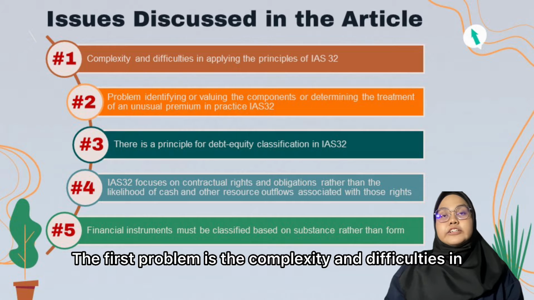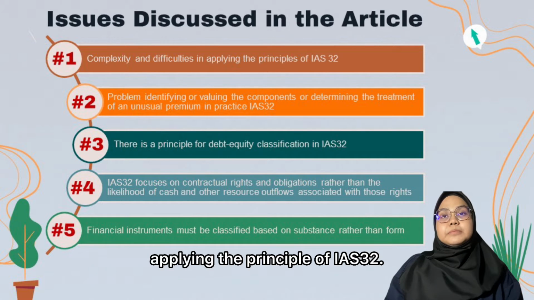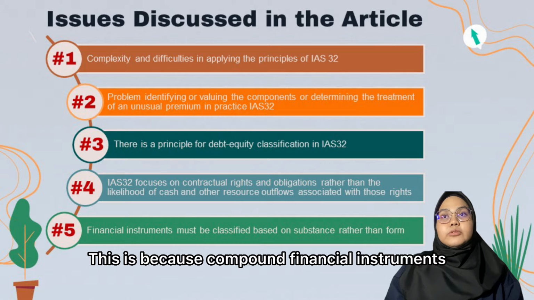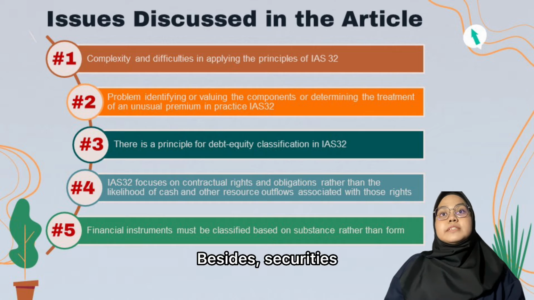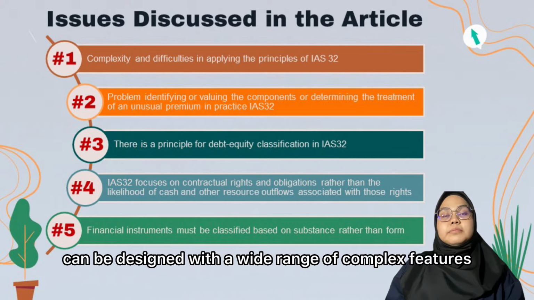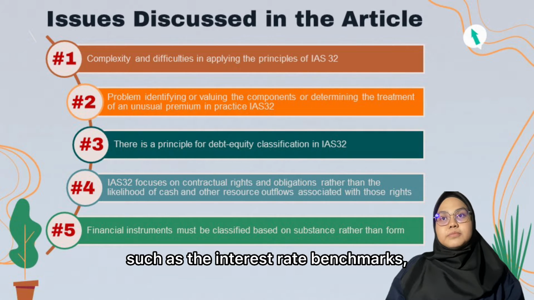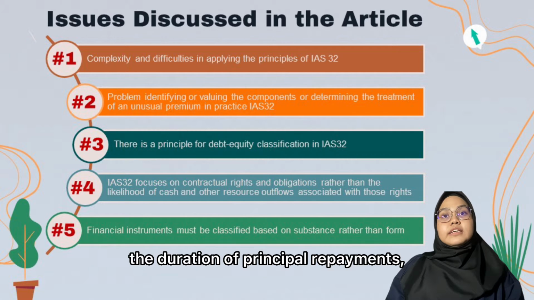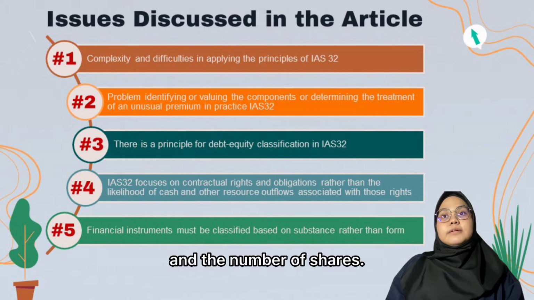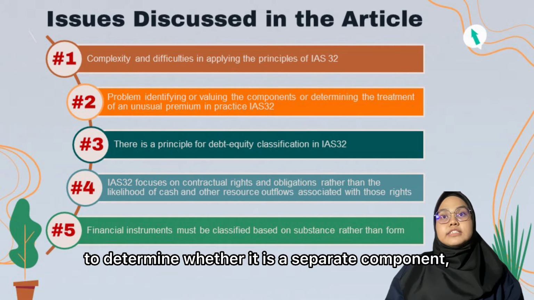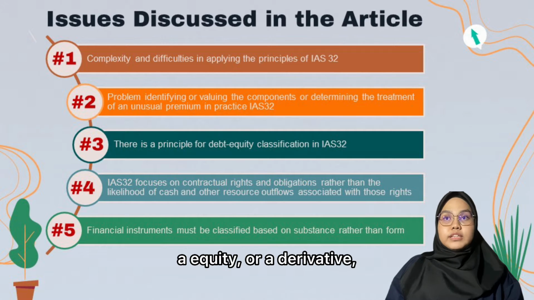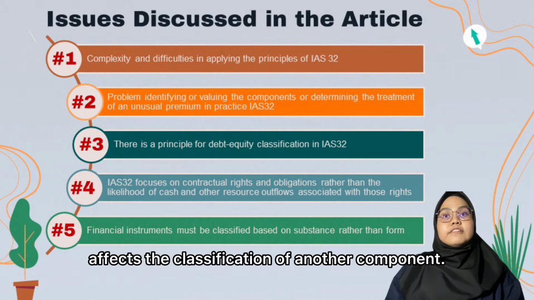The first problem is the complexity and difficulties in applying the principle of IAS 32. This is because compound financial instruments have the characteristic of both liability and equity. Besides, securities with those characteristics can be designed with a wide range of complex features such as the interest rate benchmark, the duration of principal repayment, determination of conversion, and the number of shares. Hence, each feature must be examined to determine whether it is a separate component, a liability, equity, or derivative, or whether it affects the classification of another component.